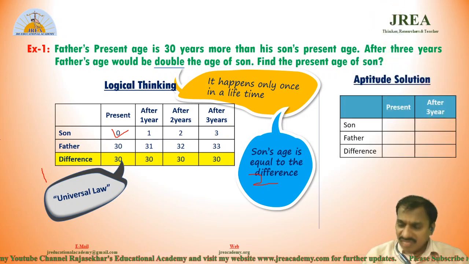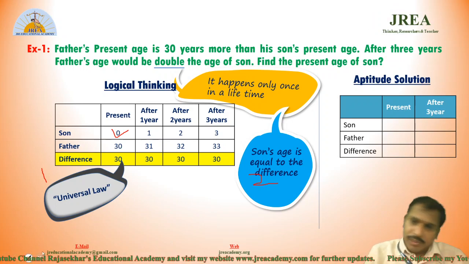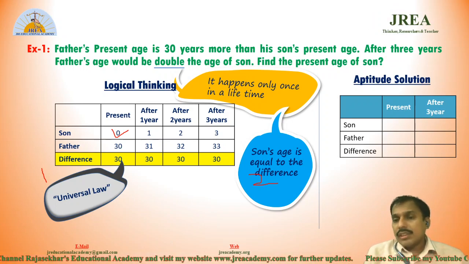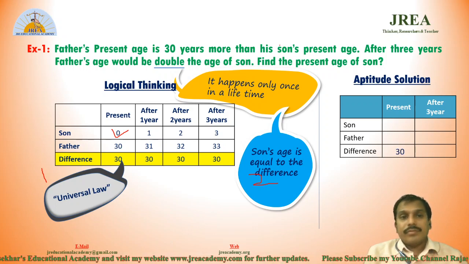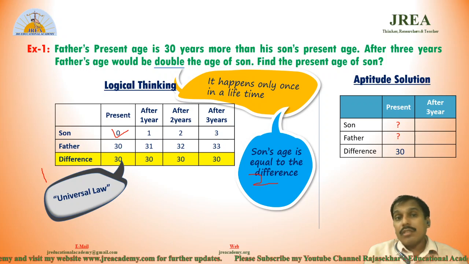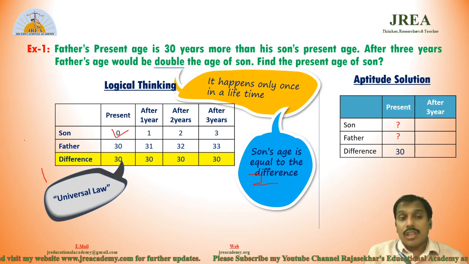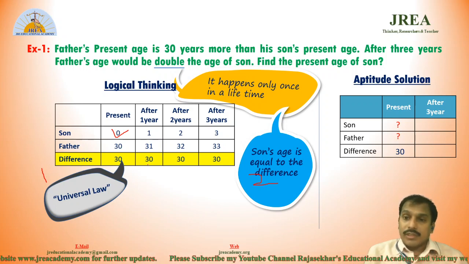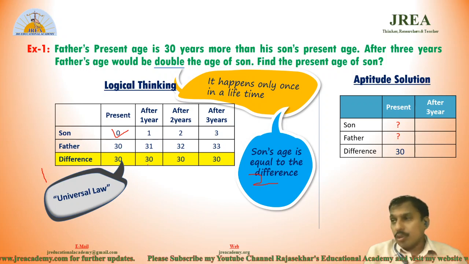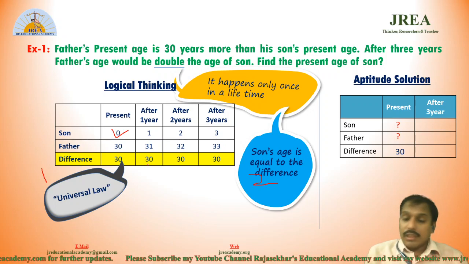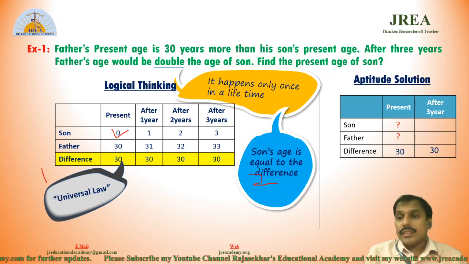And this is the relationship table. See here, the difference is 30 based on the first statement, that is at present. But we don't know the son's age, we don't know the father's. But after 3 years, according to the first law, that is the universal law, the difference is constant. That means at present, or after 1 year, after 2 years, or after 3 years, the value is constant, that is again 30.